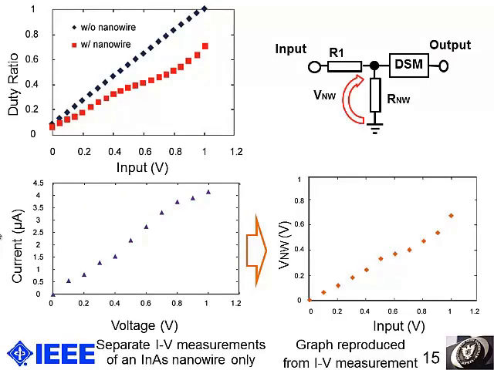The nonlinear behavior seen here is probably due to the nanowire itself and the contact resistance to the connecting electrodes, because similar nonlinear behavior was observed in the V nanowire graph reproduced from a separate IV measurement of an indium arsenide nanowire only. This proves the nanowire resistance can be sensed and converted to digital output.